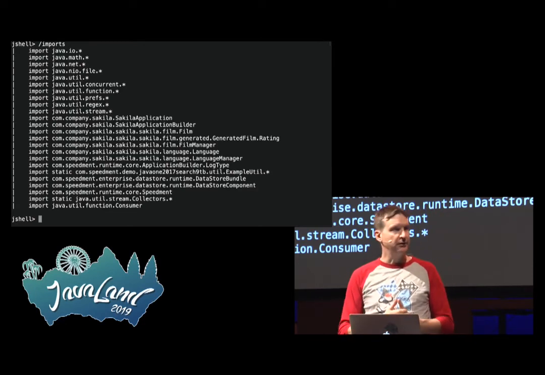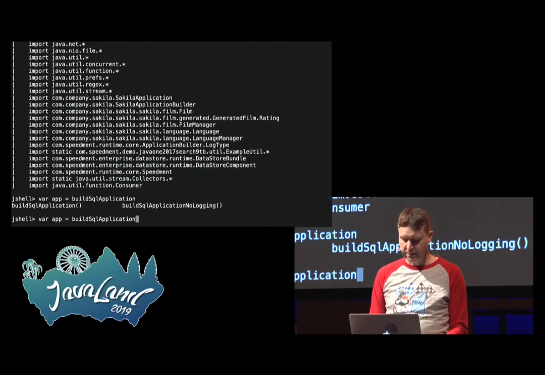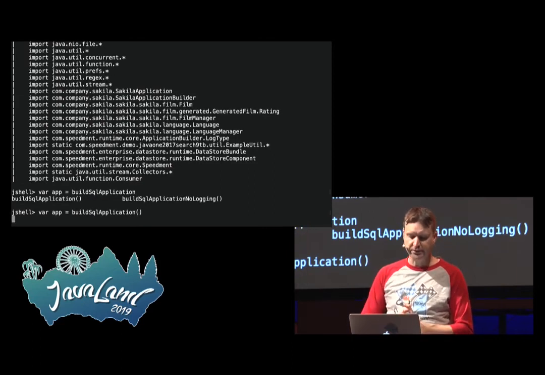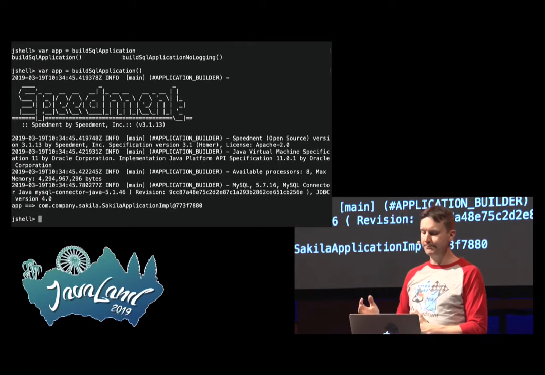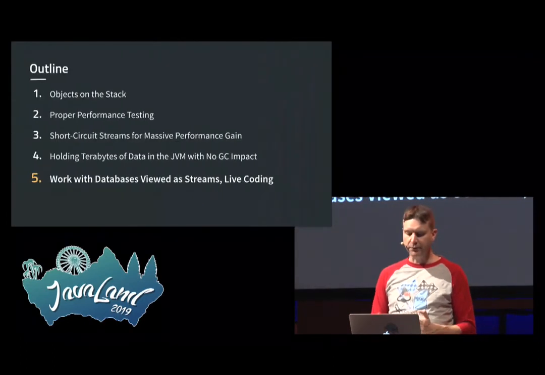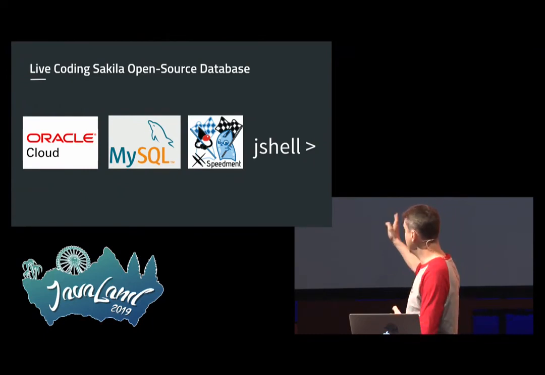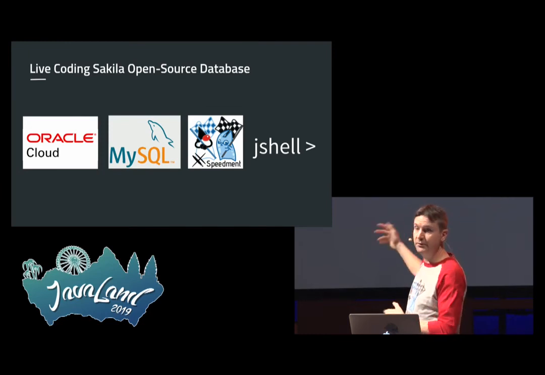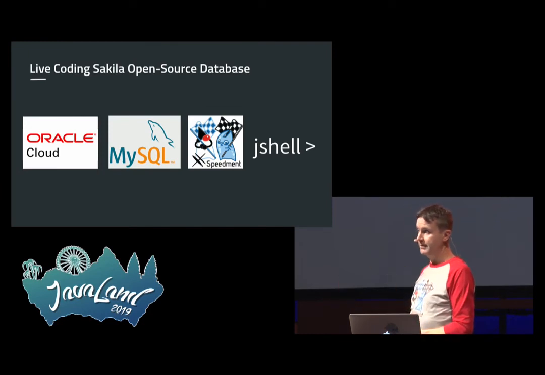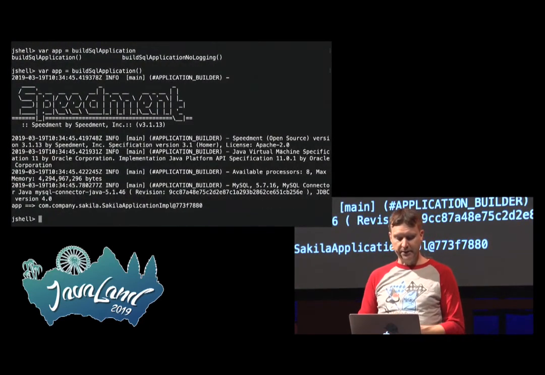So now I can start and create an application. So now I build my SQL application here. This is just a convenience static method, and I've started Speedment. And before I go into the details here, I usually do this demo with my SQL instance hosted in Oracle Cloud, and then I have Speedment, and then I have my JShell. So this is kind of the setup I have for this demo. Okay, so I have my app here.